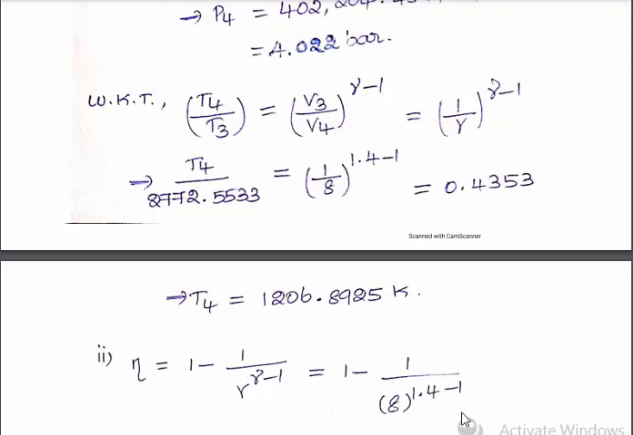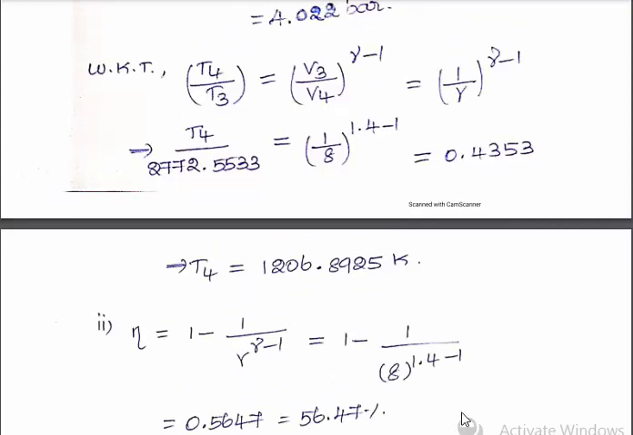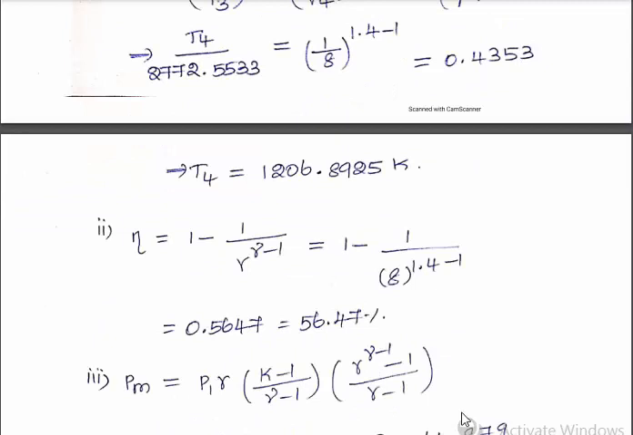Next in the second step, it is asked to calculate the cycle efficiency. So for Otto cycle, the formula for air standard efficiency is 1 minus 1 by R power gamma minus 1. R value is 8, gamma value is 1.4. Substitute pannaa answer kidaikkum 0.5647, that is 56.47%.